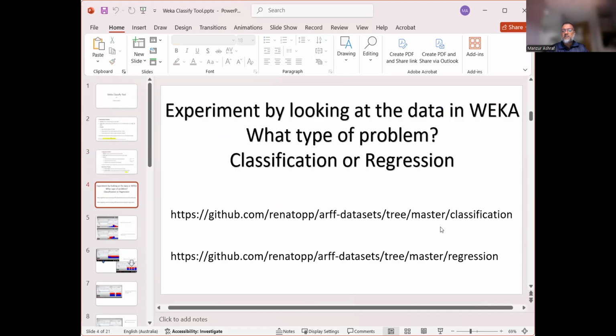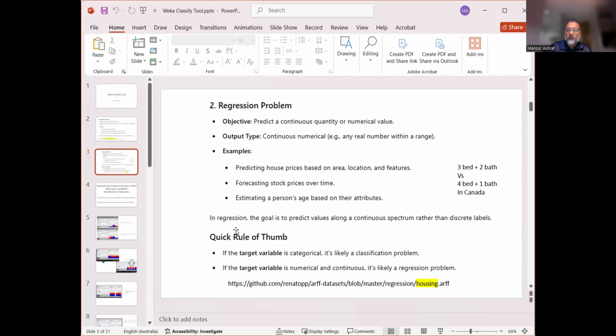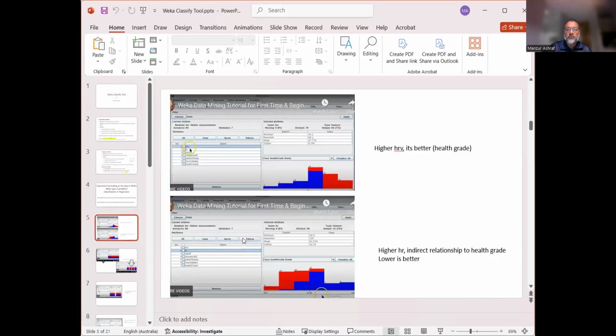So there are some examples given for classification or regression. This is a kind of experiment: if you look at an example and really follow the quick rule of thumb, then you can tell what type of problem we are dealing with. Now, in this lecture, we'll focus on the classification problem.